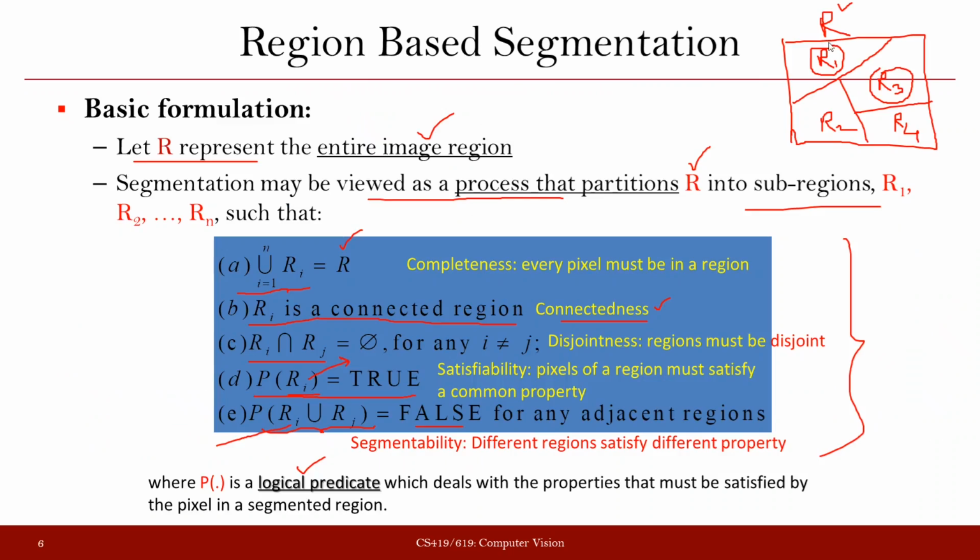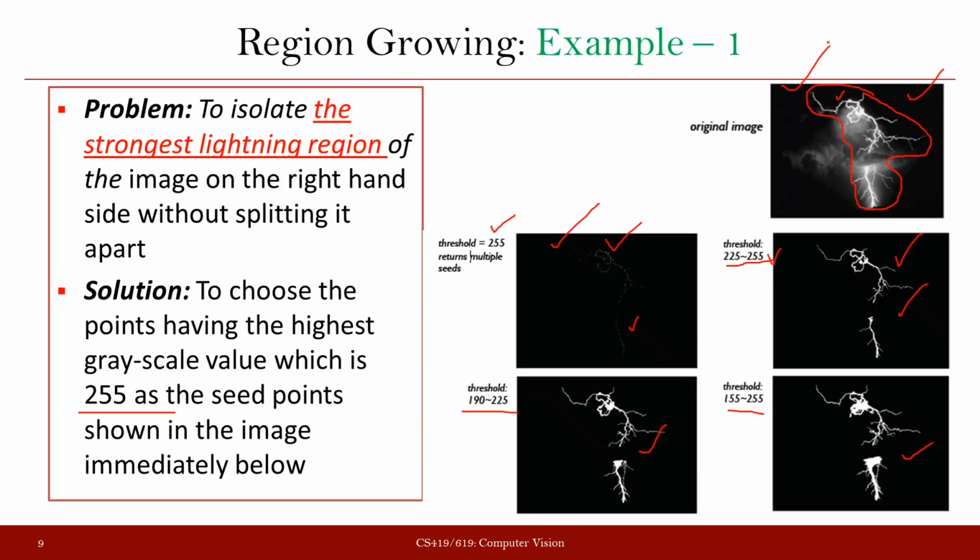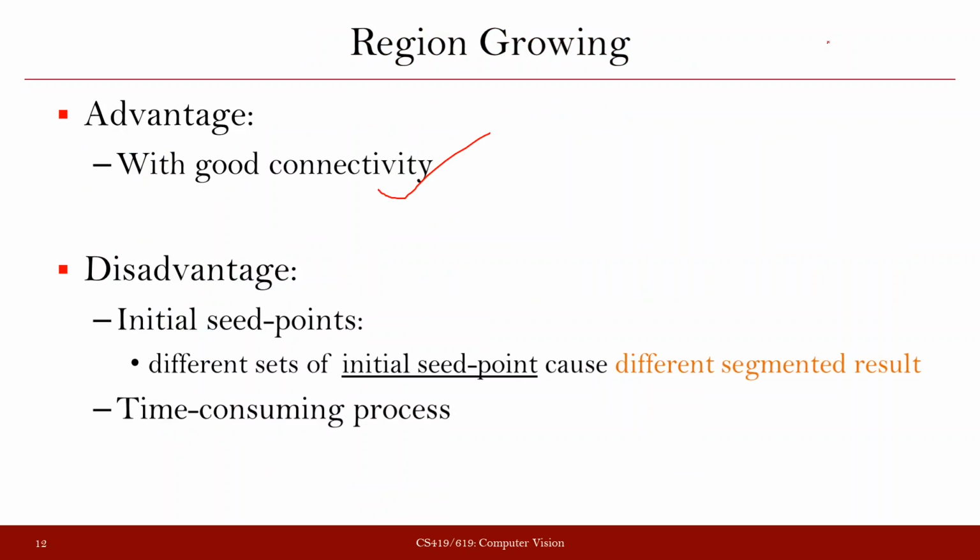But here, when we are using the region growing technique, whatever output we get will have very good connectivity, because this whole process is based on the connectivity. Okay. What are the challenges?